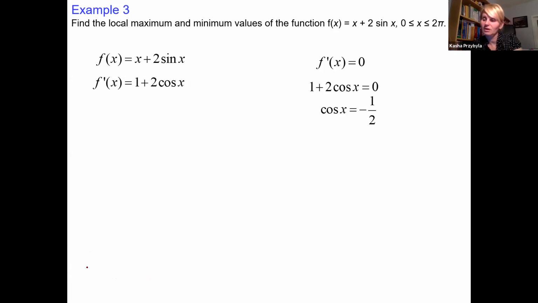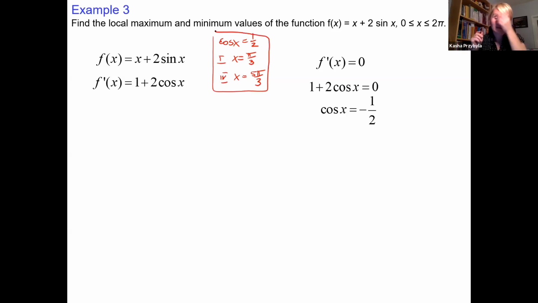Okay, let me write down: cosine for what angle is positive half? I think it's pi over 3, and also 5 pi over 3, because cosine is positive in the first quadrant and the fourth quadrant. Correct? That means this is a different equation. Am I right? Because both of you said pi over 6. We have just a few trigonometric values, cosine, sine and tangent, for 0, of course, 30 degrees, 45, 60, 90. Those are the special angles.